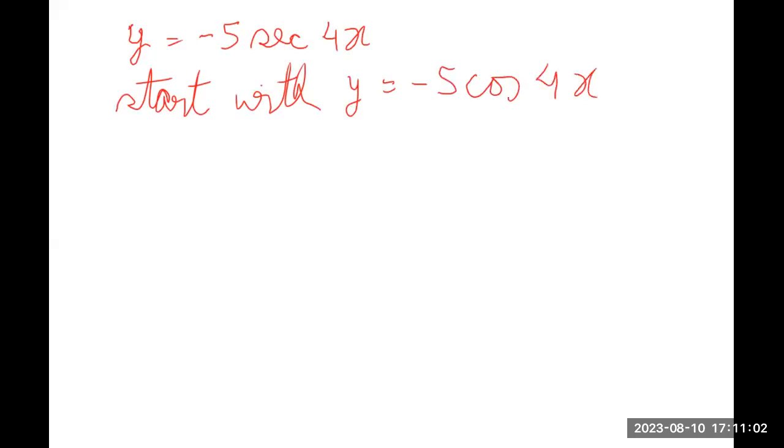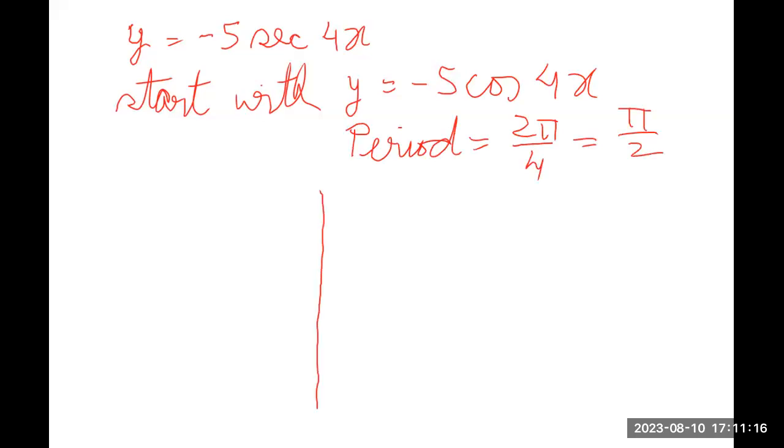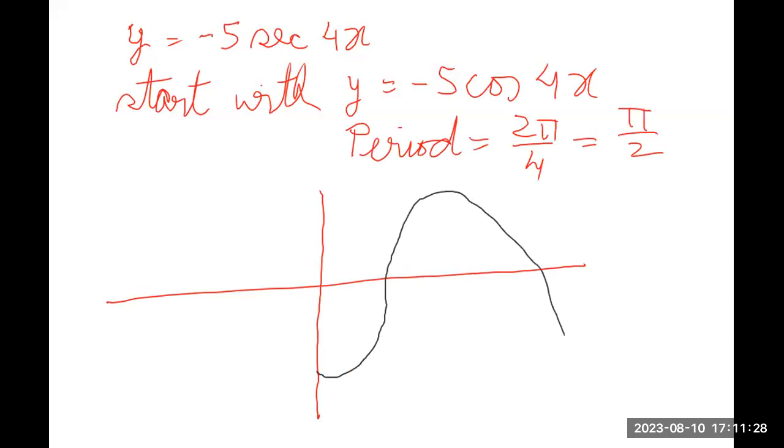So you need to know the period, 2 pi over b, which is 4. So that's pi over 2. Now it's a negative cosine function, so the graph begins at the bottom, goes up, and that's one period. That's another period.